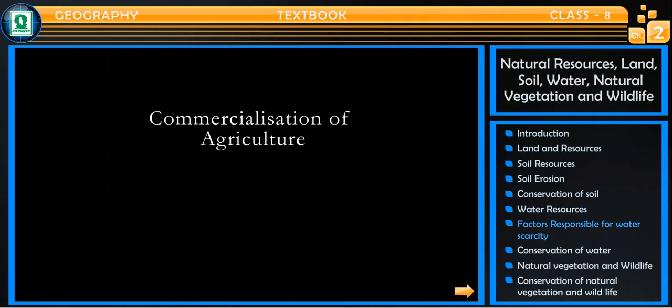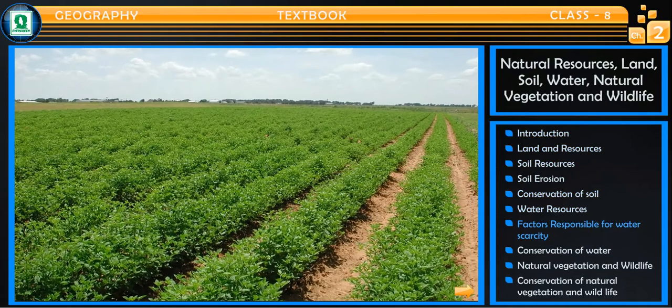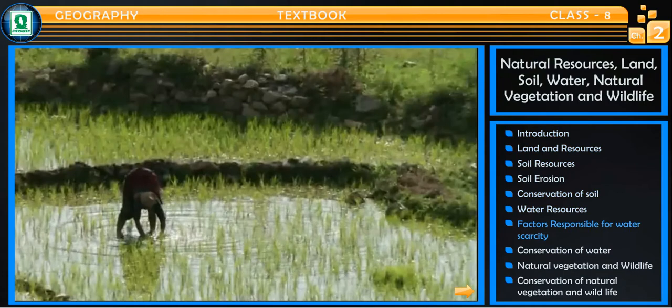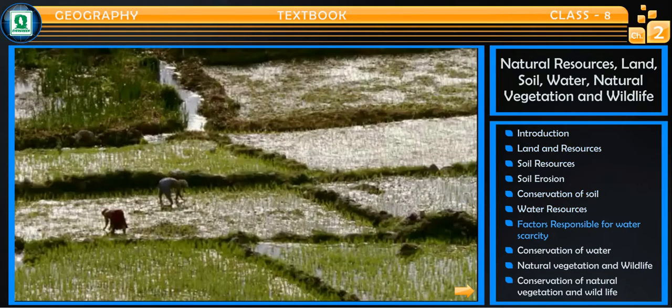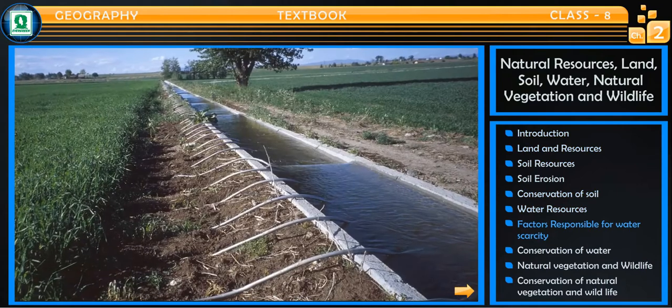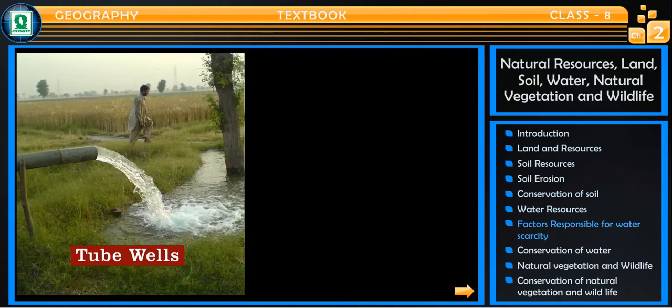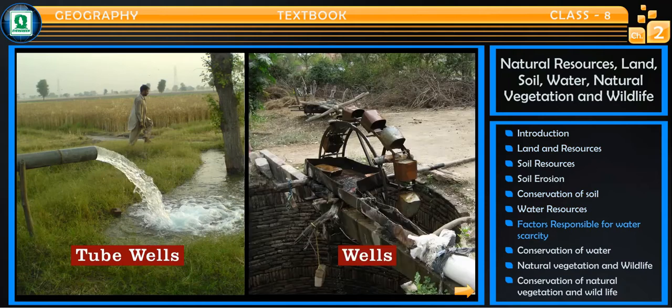Commercialization of agriculture. After the success of the Green Revolution, our farmers are producing commercial crops which need more water and other inputs. Assured means of irrigation like tube wells and wells are responsible for the falling groundwater levels.